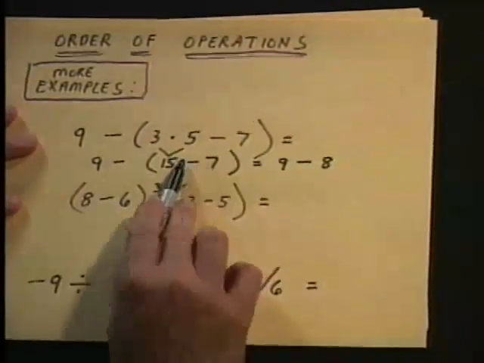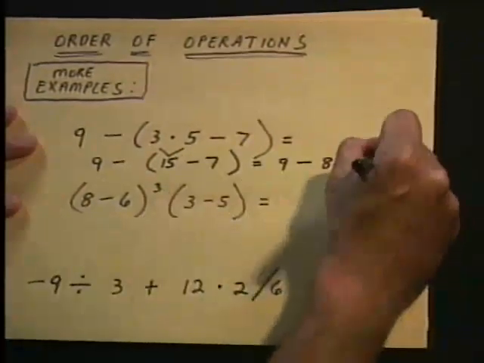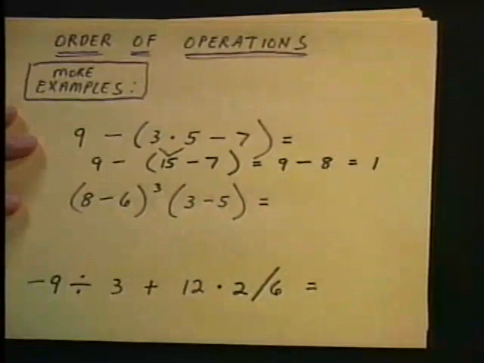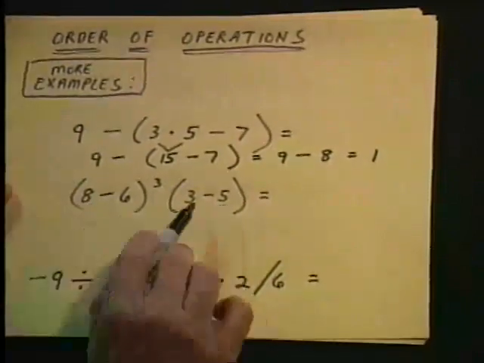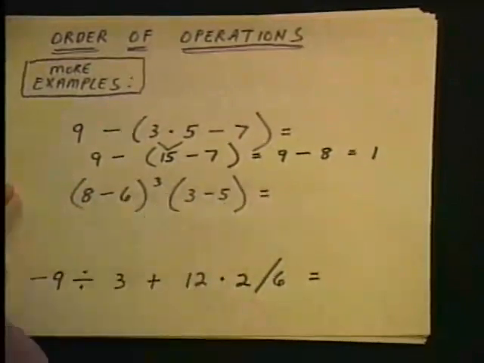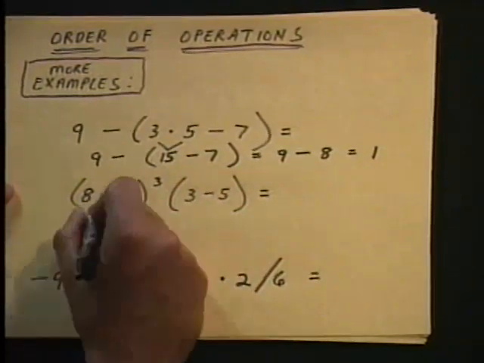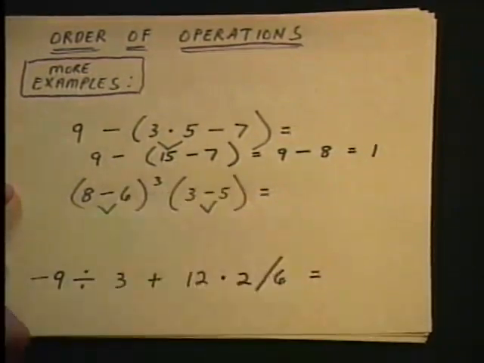And now we have broken out of the parentheses and we can write the final answer of 1. Okay. Next example, a couple parentheses, this one with an exponent on it. So again, do what's inside the parentheses first. That's the P in please excuse my dear Aunt Sally.